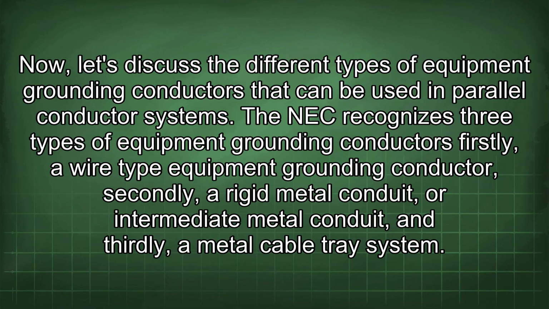Now let's discuss the different types of equipment grounding conductors that can be used in parallel conductor systems. The NEC recognizes three types of equipment grounding conductors. Firstly, a wire-type equipment grounding conductor. Secondly, a rigid metal conduit or intermediate metal conduit.